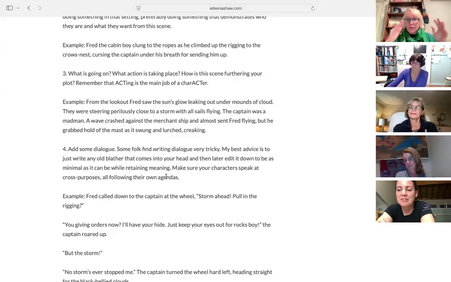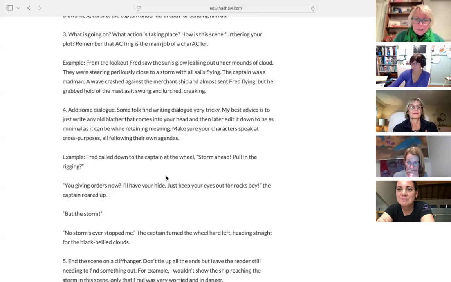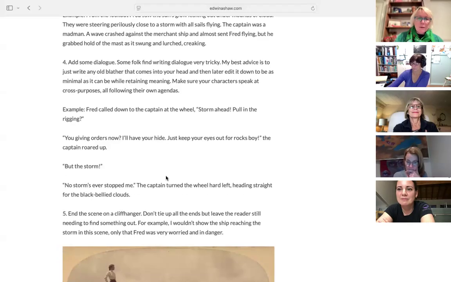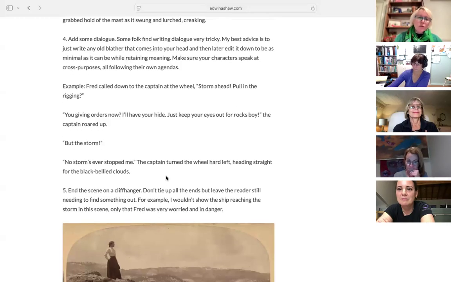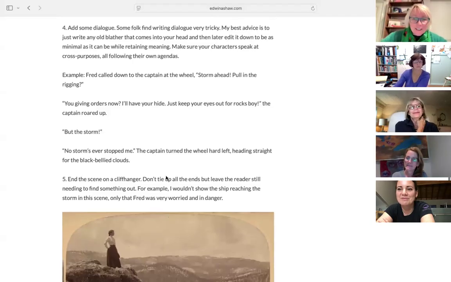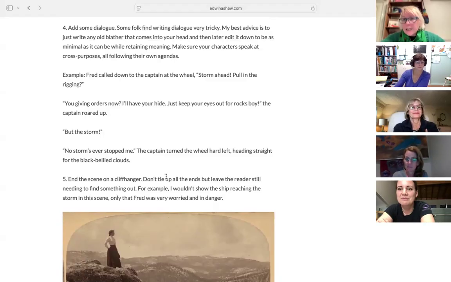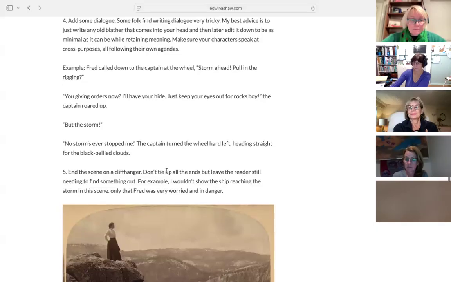Each character is following their own agenda. So Fred called down to the captain at the wheel, "Storm ahead, pull in the rigging." "You giving orders now, I'll have your hide. Keep your eyes out for rocks, boy," the captain roared up. "But the storm." "No storm has ever stopped me." Boy, it sounds like a bit of ego going on there. The captain turned the wheel hard left, heading straight for the black-bellied clouds. Okay, so there's conflict in the dialogue itself.